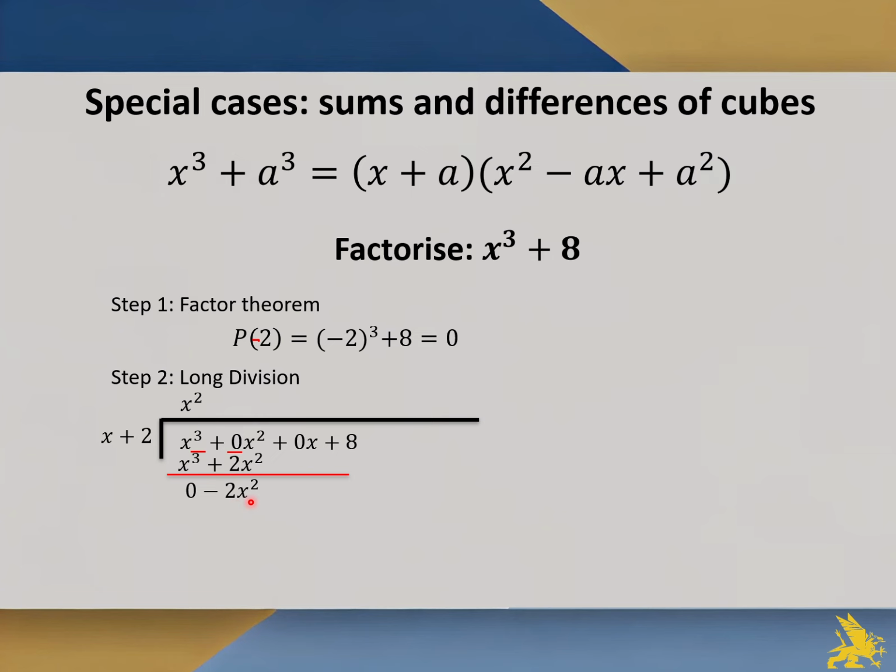I again go negative 2x squared divided by x, and that gives me negative 2x. I go the opposite way. Negative 2x times x is negative 2x squared, and negative 2x times 2 is negative 4x. I take away what I've shared. This term's cancelled out, and 0x take away negative 4x gives me 4x. I continue. 4x divided by x gives me 4. I go back the opposite way to see what I've shared. 4 times x is 4x, and 4 times 2 is 8. I take that away and I get 0.